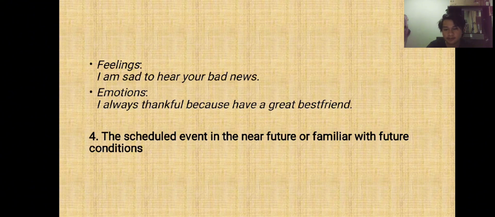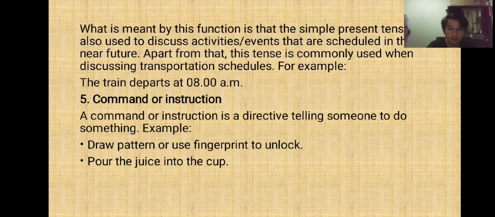Number 4. The schedule, even in the near future or familiar future condition. What is meant by this function is that simple present tense is also used to discuss activities or events that are scheduled in the near future. Apart from that, this tense is commonly used when discussing transportation schedules. For example, the train that departs at 8 a.m.